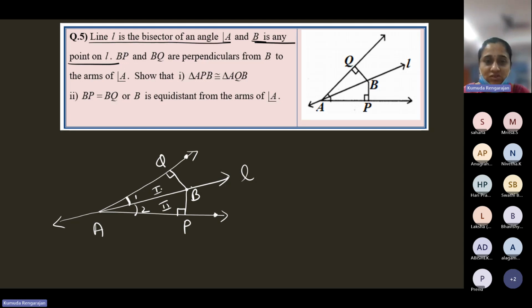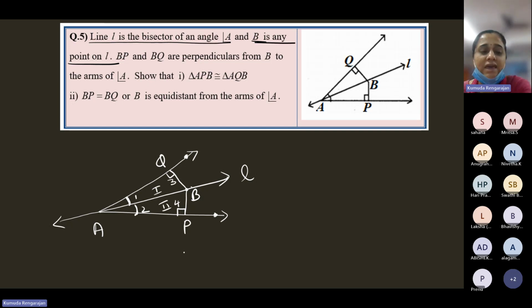So angle 1 of the first triangle is equal to angle 2 of the second triangle, given, because L bisects angle A. And then AB is a side common to both the triangles. AB is a side of triangle 1. AB is also a side of triangle 2. So AB is a common side. Then angle 3. In triangle 1, angle 3 is 90 degrees. In triangle 2, angle 4 is 90 degrees.